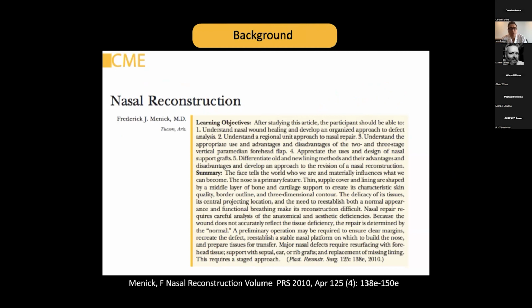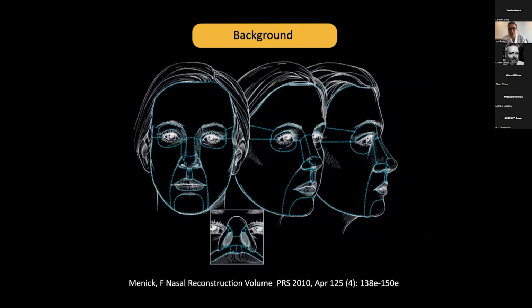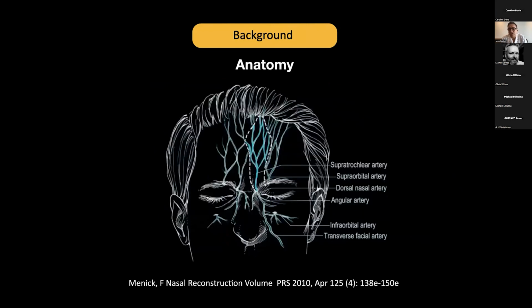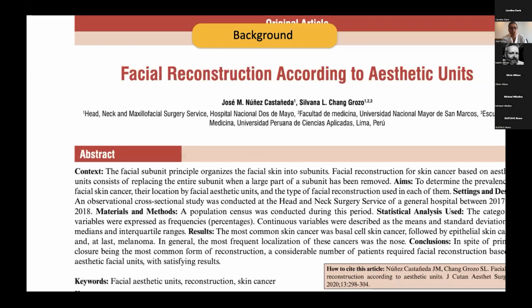They took this consideration on the reconstructions, but it was Frederick Menick and Burget who introduced the concept not only of the facial aesthetic units, but also of the nasal aesthetic subunits, and even the considerations for the forehead flap, which is the workhorse of this kind of reconstruction.